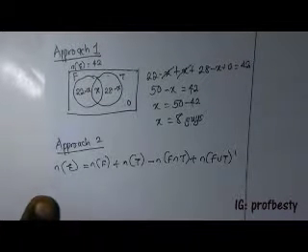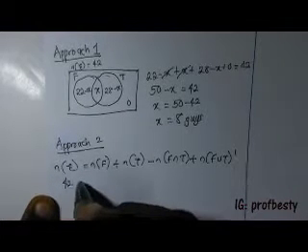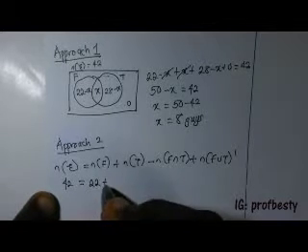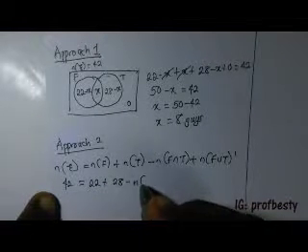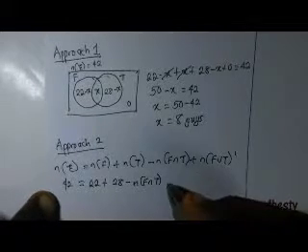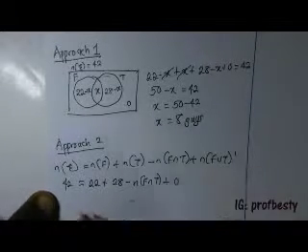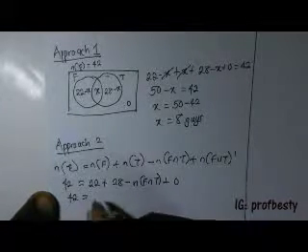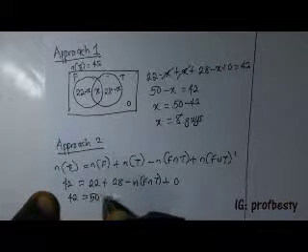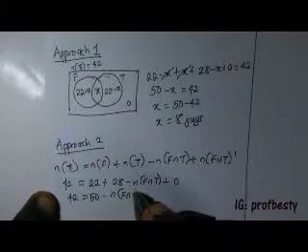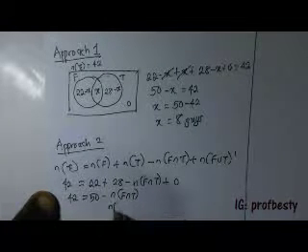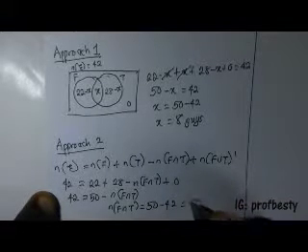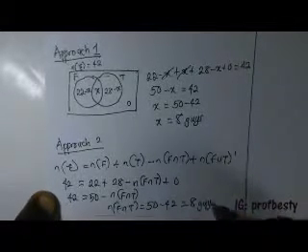Okay, my universal set is 42. My football is 22. Tennis is 28, minus N of football intersection tennis, which I'm looking for actually, plus this 0. So I have 42 equal to 50 minus N of football intersection tennis. So my N of football intersection tennis is going to be equal to 50 minus 42, which is 8, the same answer we got earlier.